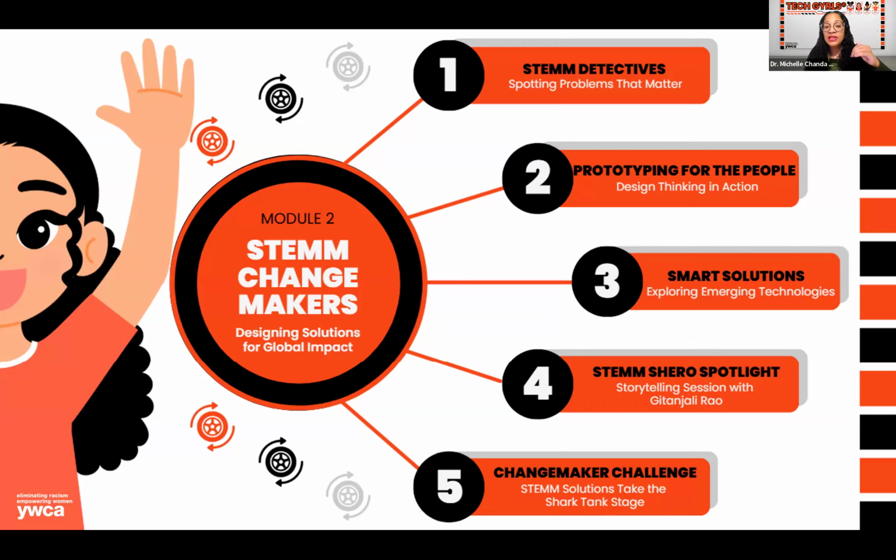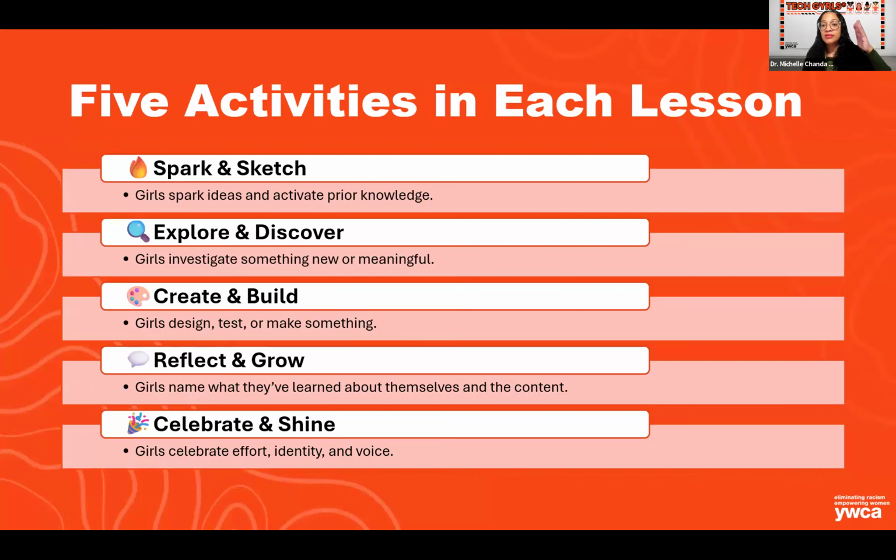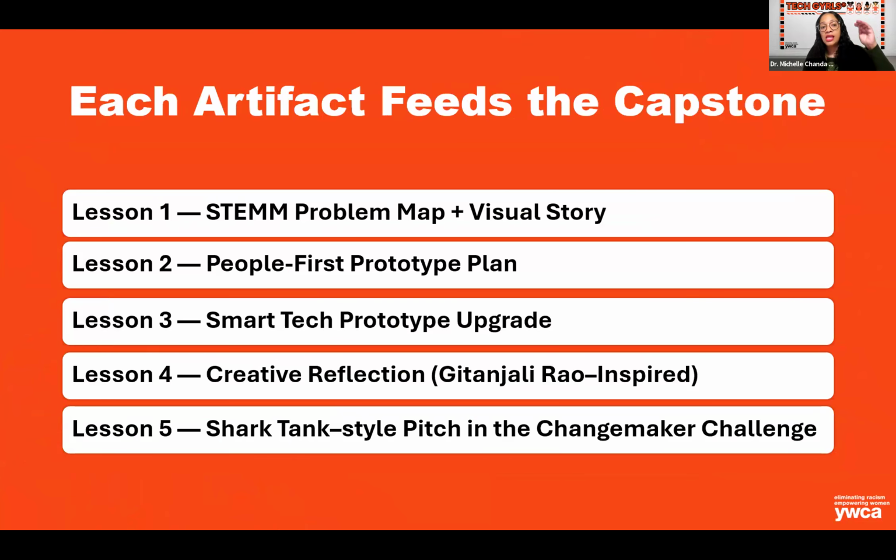Now that you understand what the lessons are about, we still follow that same rhythm, that same flow, that same dance. They're going to spark and sketch, explore and discover, create and build, reflect and grow, celebrate and shine in each of those 5 lessons, because all of those things are building blocks that get them to the capstone and help them create these artifacts. In lesson number 1, they're doing a problem map, and in lesson number 2, a prototype plan that's people first. In lesson number 3, they're upgrading that prototype with smart tech, in lesson number 4, they have a creative reflection, and lesson number 5 is their pitch.